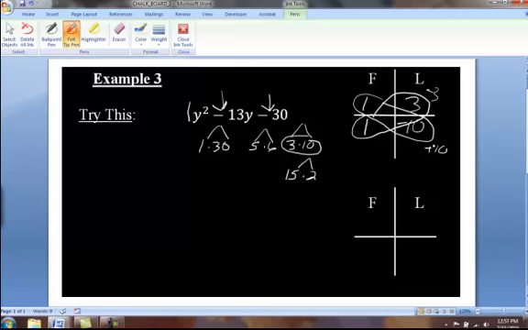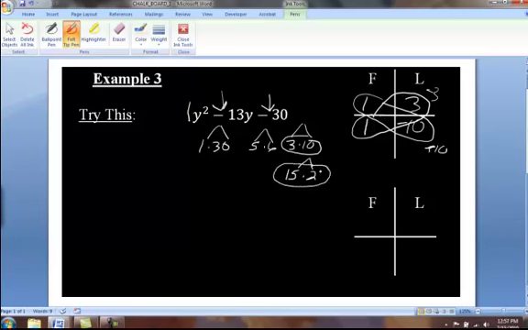And you can't make both of them negative, because when you multiply negative 3 times a negative 10, you would not get a negative 30. So one of them has to be a negative and the other one has to be a positive, but then they will not add together to give me 13. So let's try another combination of factors.